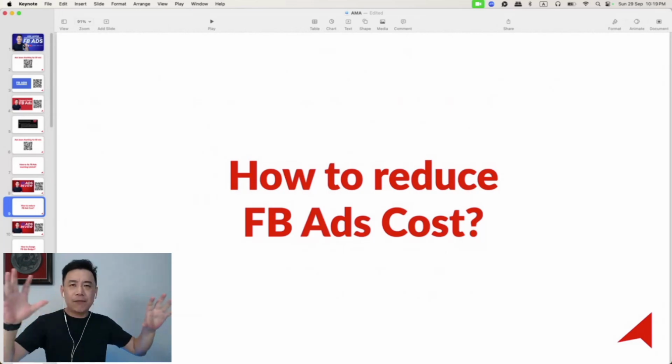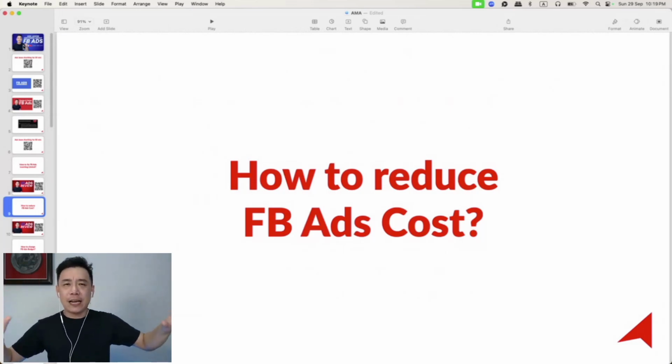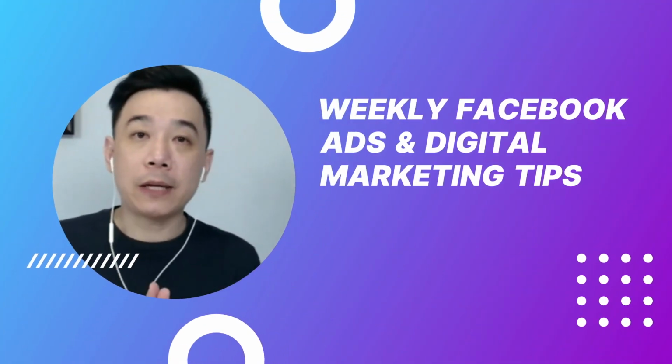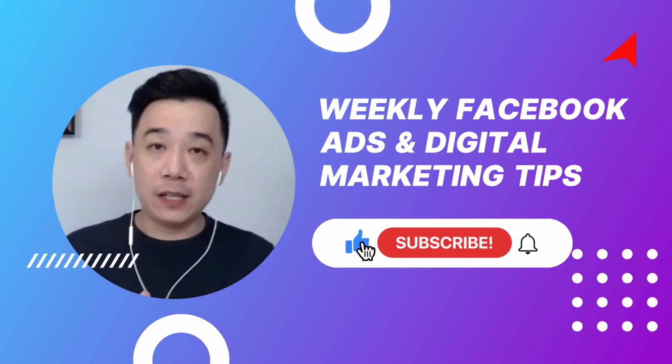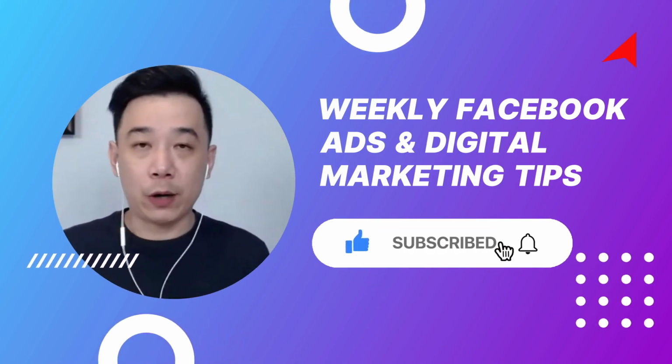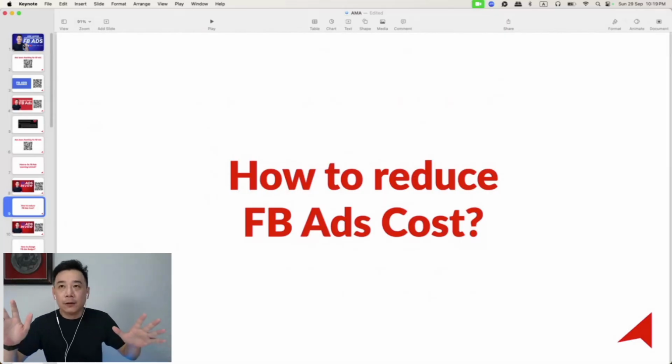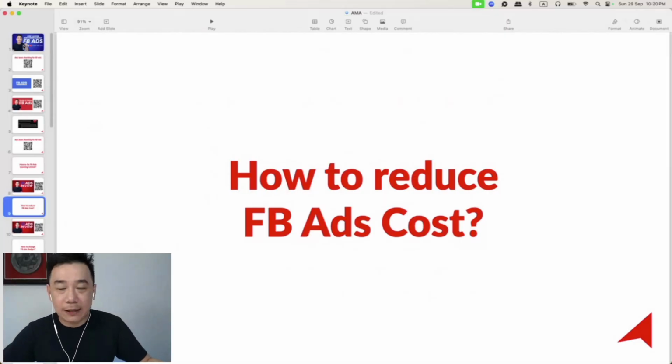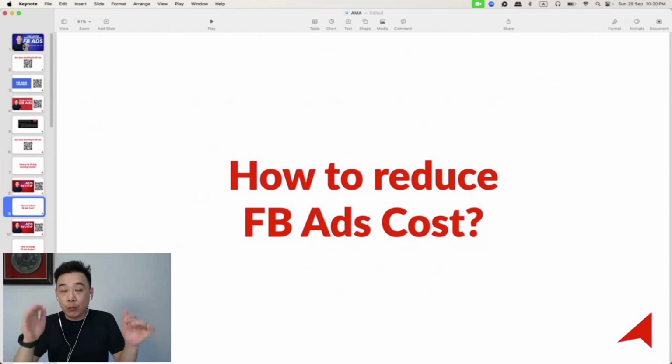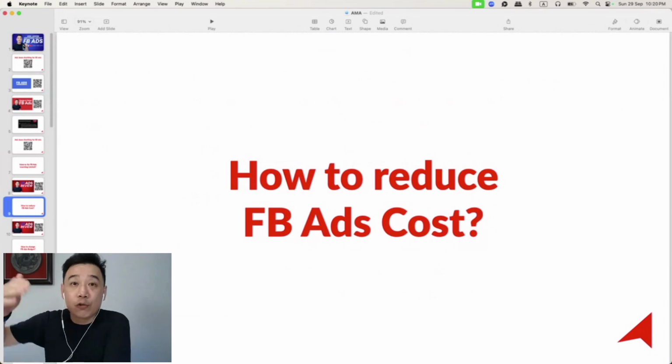There are many different ways of reducing Facebook ads cost, and I want to tell you my way of reducing it. Now, first thing first, let's say you're doing cost per lead, for example. One of the possible ways to reduce your Facebook ads cost is actually to switch objective.